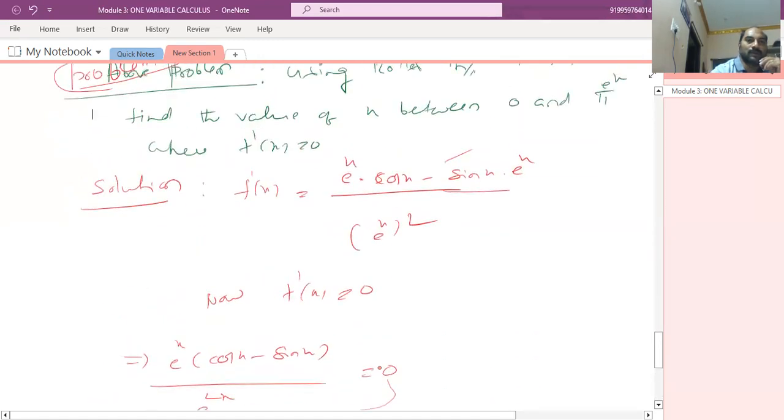Verification process. This is the f dash x value. Substituting, cos pi by 4 and sin pi by 4, the value is 1 by root 2. Here e power pi by 4 into (1 by root 2 minus 1 by root 2). The numerator is 0. Therefore, 0 by a finite value. The denominator can never be 0, so it is a finite value. 0 by any non-zero value becomes 0.